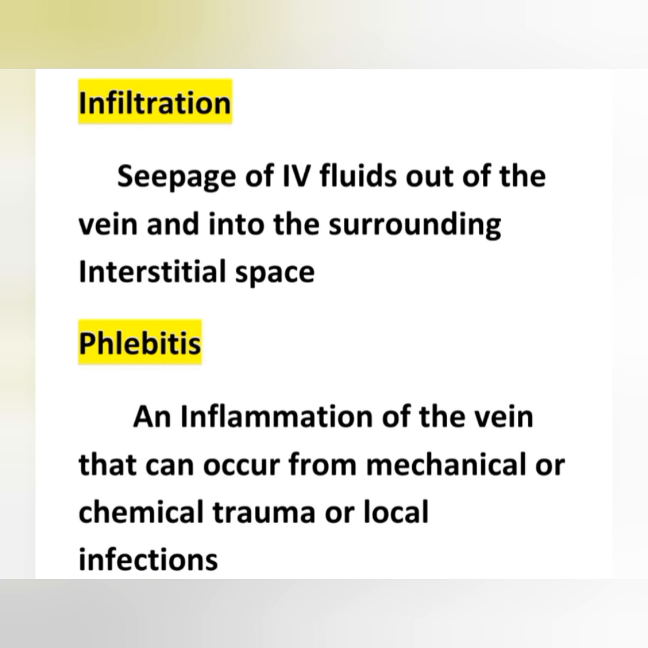And next point, phlebitis. Phlebitis means an inflammation of the vein. How does it occur? It can occur from mechanical or chemical trauma or local infection. So trauma, or any other cause, or local infection may cause phlebitis. Okay, these are some important terms.